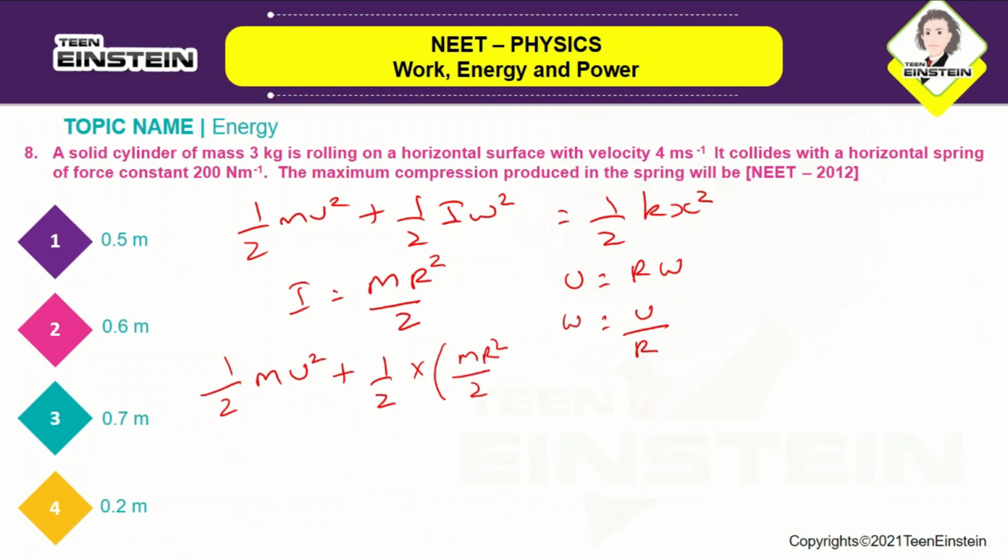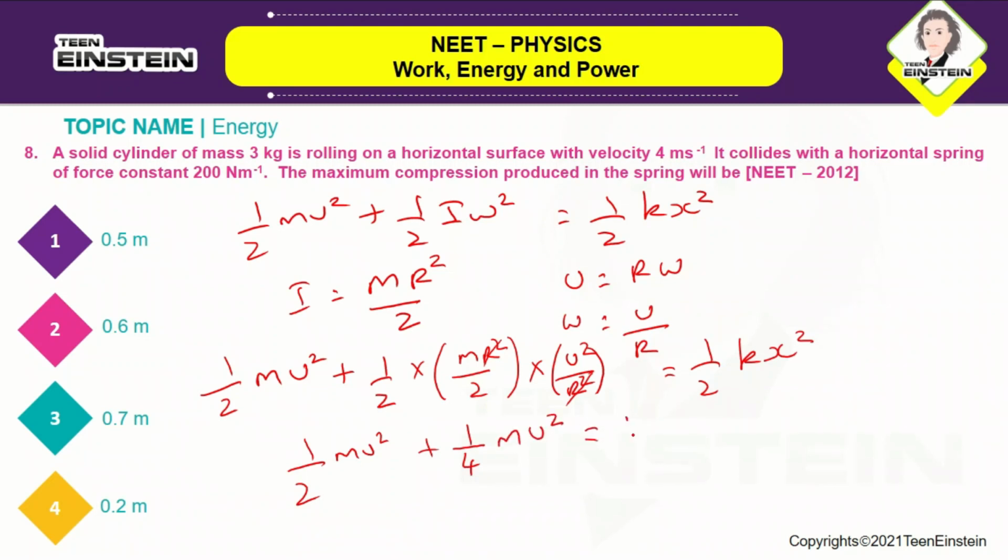into mr square by 2. So instead of I, you are substituting this, into u square by r square, because instead of omega you are substituting u by r, is equal to half kx square. Now this 2 will get cancelled. So you will have half mu square plus 1 by 4 mu square equal to half kx square. If you solve this, you will get 3 by 4. 4 and this will become 2, so it will be 6 by 4, so 3 by 4 you will get here.